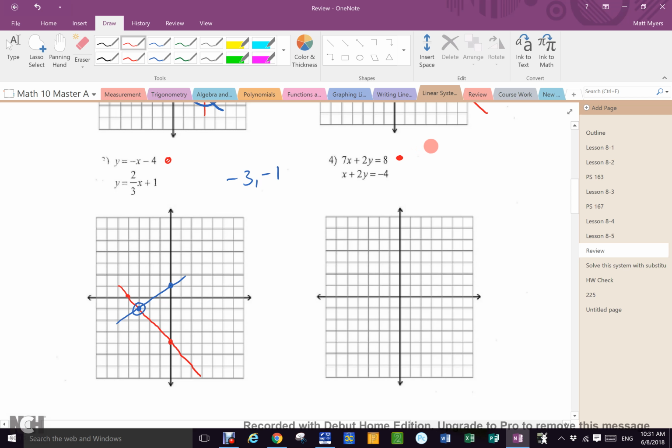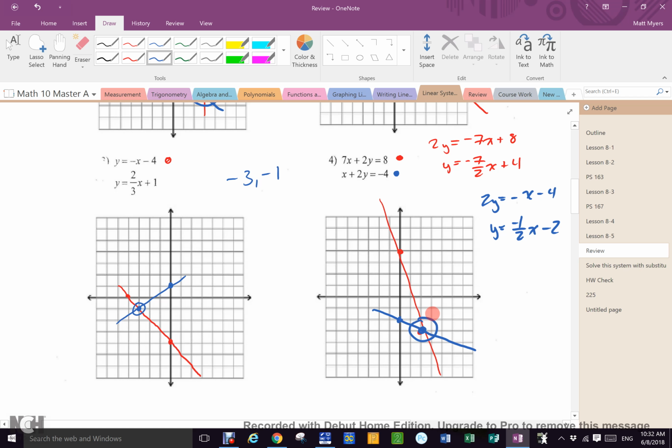This one's a little harder because you have to isolate y. 1, 2, 3, 4. 2, 3, 4. And -7, 4, 5, 6, 7, +2. 1, 2. And there is that line. And then the blue one is 2y equals -x minus 4. So y equals -1/2 x minus 2. -2, down 1, right 2. There's the cross right there. And it is 2, -3.